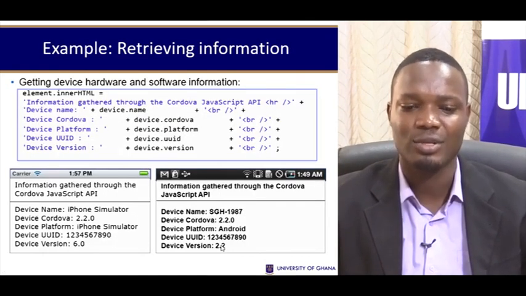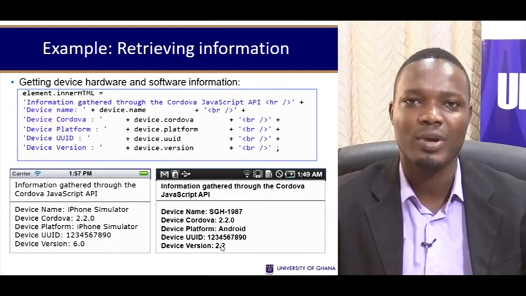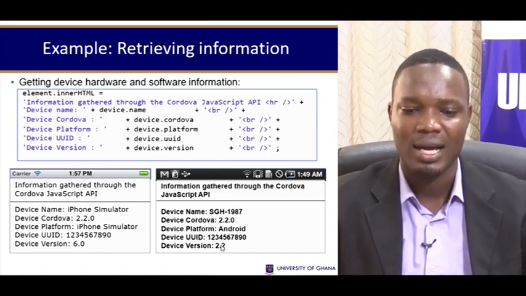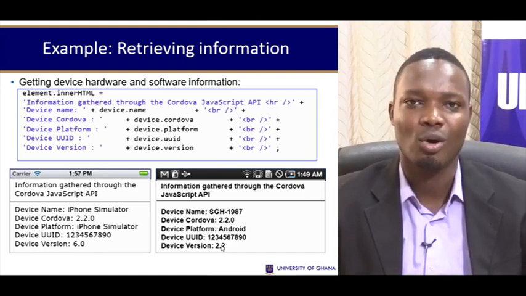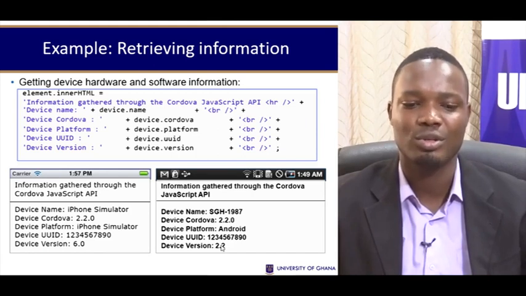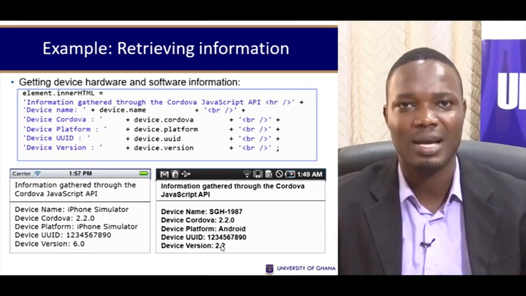And this slide also is given as an example where we are able to retrieve information. So we talked about the Cordova object, where we are able to now retrieve software and hardware information. So here in our sample code snippet, you can see that the innerHTML is going to display some information about the current device.